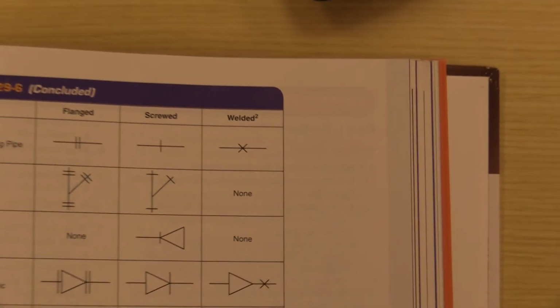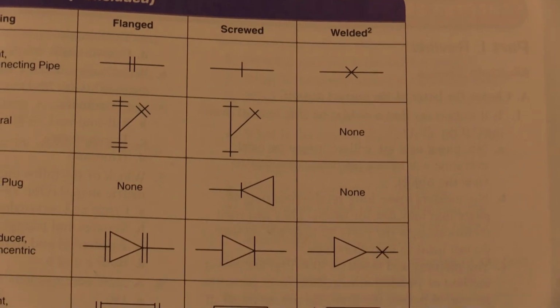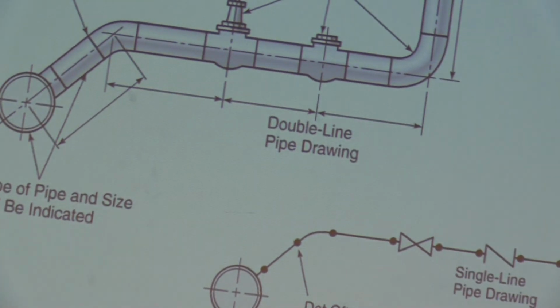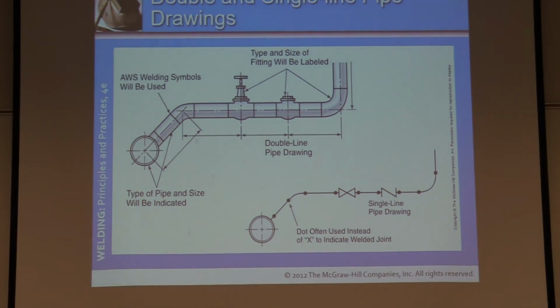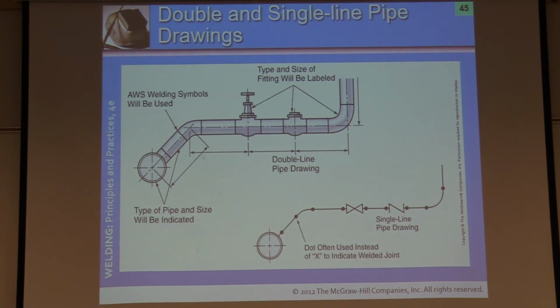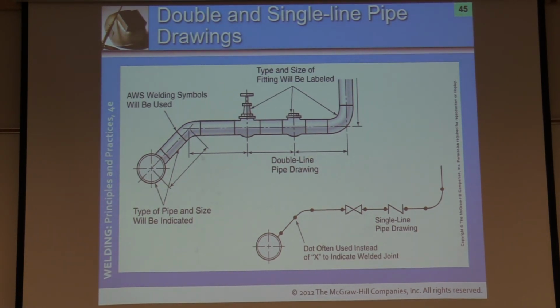Over here as well, flanged, screwed or welded pipe shows you a lateral, pipe plug, reducer, and so forth. Hopefully we'll get a chance to go through those. If not, I want you to make note of them yourself. If you would like to draw them on your notepad, that would probably not be a bad idea.